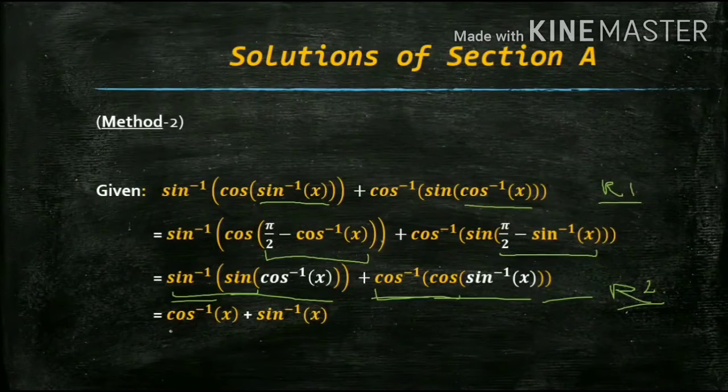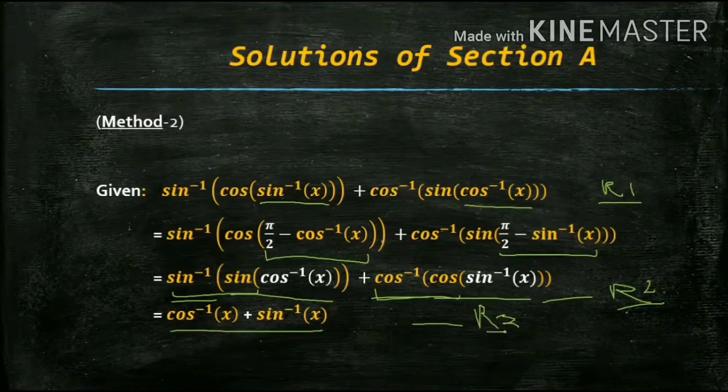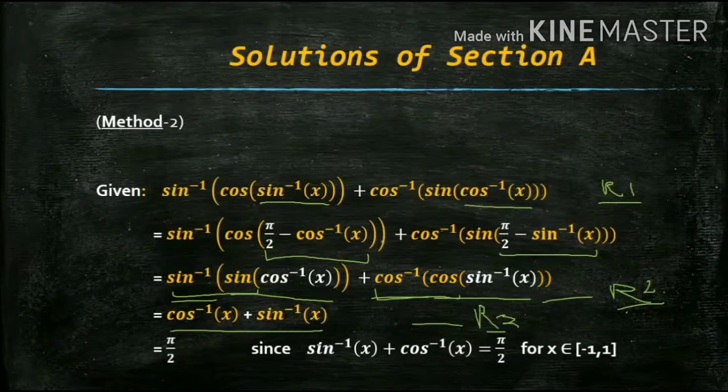So this will become cos inverse x plus sine inverse x. Now again using the second property. So reasoning number 3. And you will get the answer as pi by 2, since sine inverse x plus cos inverse x is pi by 2 for x belonging to the closed interval. So this is the third reasoning I have just written over here.